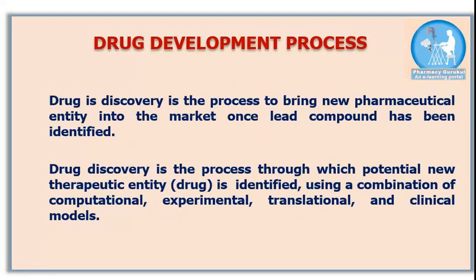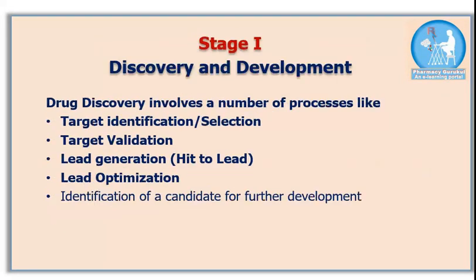Drug discovery can be defined as the process of bringing a new pharmaceutical drug into the market once a lead compound has been identified. There are basically four points in the first stage of drug discovery which you should understand properly, and they are target selection, target validation, lead generation, and lead optimization.